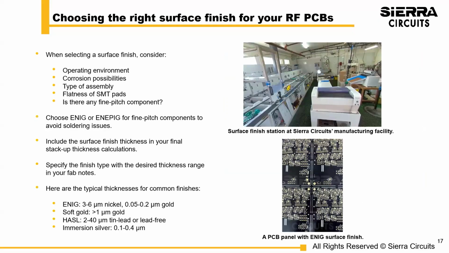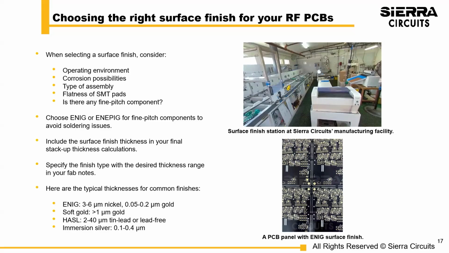Choosing the right surface finish for your RF PCBs is also a critical step. And when you're selecting a surface finish, you need to consider a few parameters like the operating environment, the shock and drop issues, corrosion, presence of fine pitch components, and also the flatness of the SMT pads. Choose ENIG or ENEPIG if your design has fine pitch components because these surface finishes usually ensure reliable soldering. Also specify the finish type with the desired thickness range in your fabrication notes.